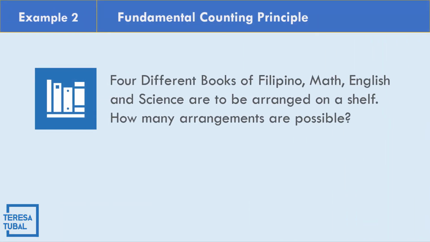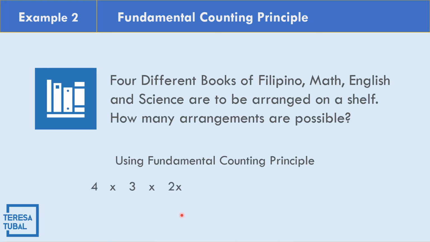In example number 2, 4 different books of Filipino, Math, English, and Science are to be arranged on a shelf. How many arrangements are possible? So what could be the solution using the fundamental counting principle? The solution is 4 times 3 times 2 times 1. 4 times 3 is 12. 12 times 2 is 24, times 1. The answer is 24 different ways.